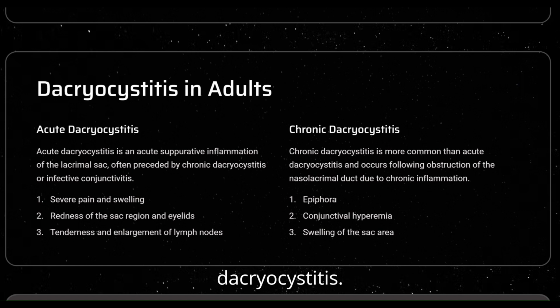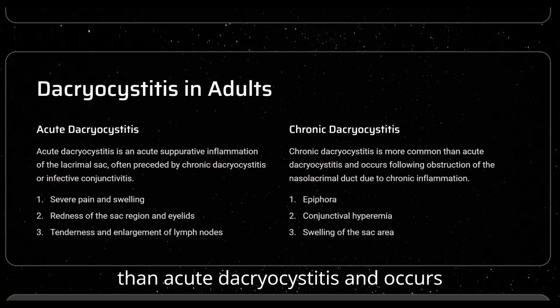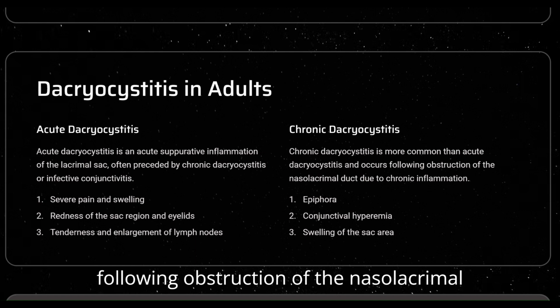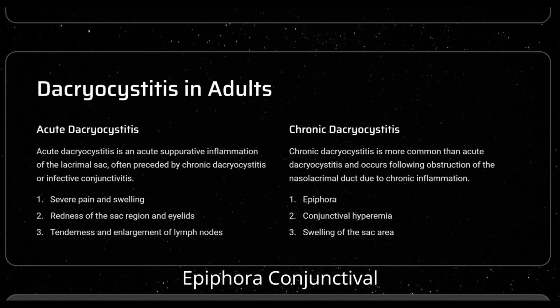Chronic dacryocystitis. Chronic dacryocystitis is more common than acute dacryocystitis and occurs following obstruction of the nasolacrimal duct due to chronic inflammation. Epiphora. Conjunctival hyperemia. Swelling of the sac area.